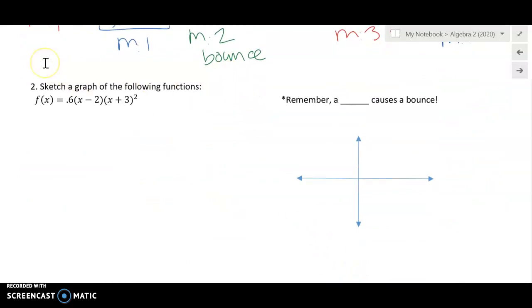Okay, so it says sketch the graph of the following. I have my function. On the side it says, remember a blank causes a bounce. You could write two different things here. An exponent of 2 causes a bounce. Okay, just to make sure you understand that. An exponent of 2 causes a bounce. Or a 4, or a 6, or an 8. An even number. But we're mainly going to see 2s.